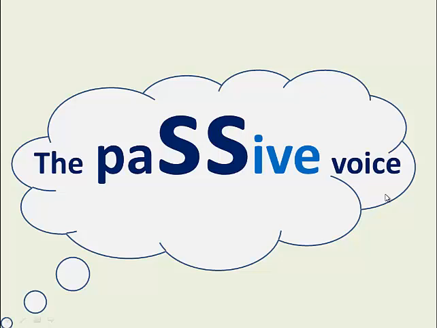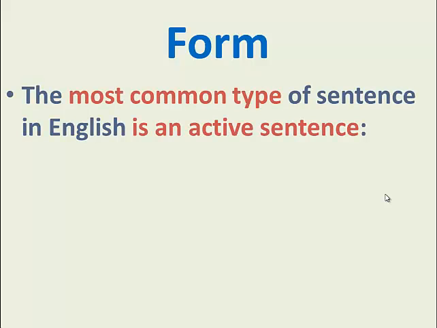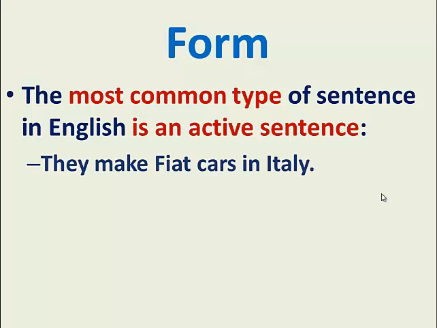In this lesson, we will learn about the passive voice. The most common type of sentence in English is an active sentence. Here is an example. They make Fiat cars in Italy. This is a typical English sentence in the active form.